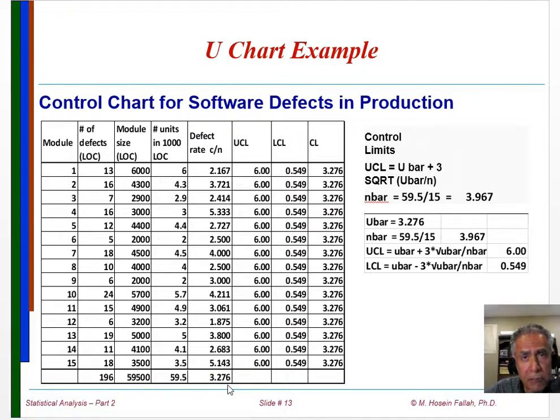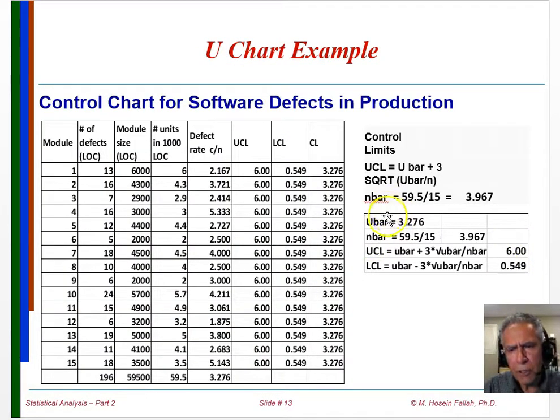But because each module has a different number of units, I also need to calculate the average number of units per module. And that will be taking all of these units, which is 59.5, and dividing it by 15. And so that I've shown here, we call that N bar, the average number of units per module.